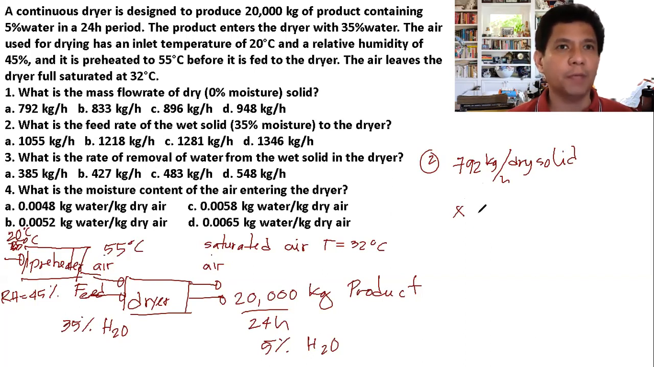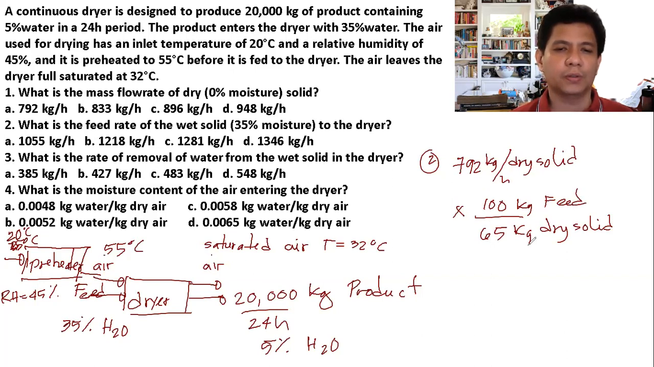So imagine, if you have a 35% material or raw material, ibig sabihin for every 100 kilogram of material, you have 65 kilogram of dry solid. Kasi the 35 kilogram is water. So the total weight of material is 100 kilogram raw material, ano? Or feed.